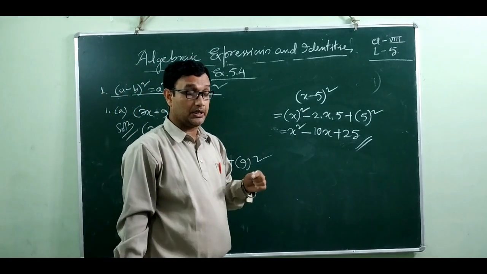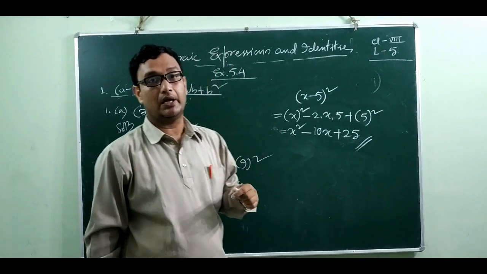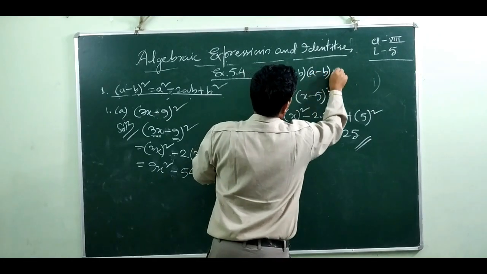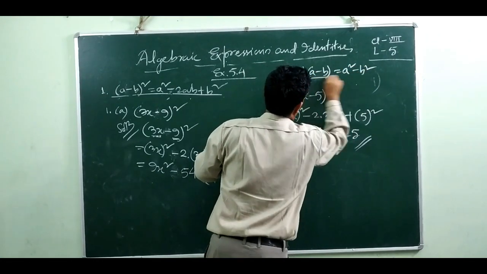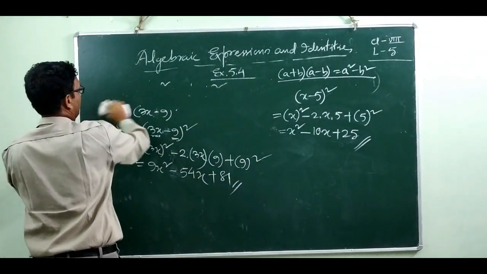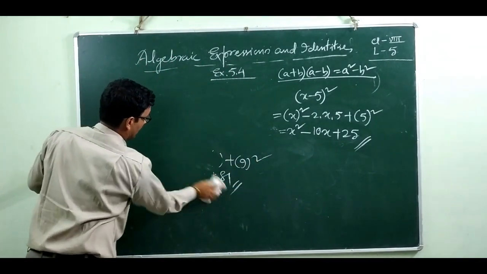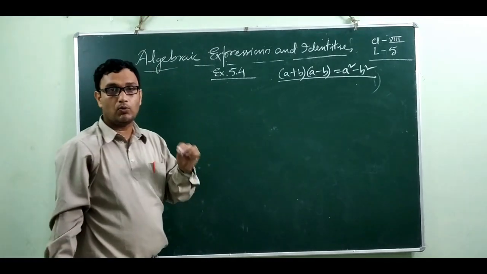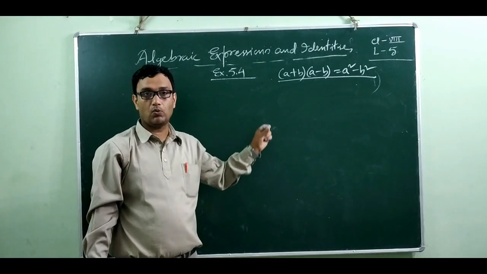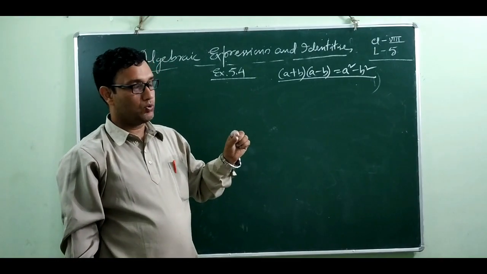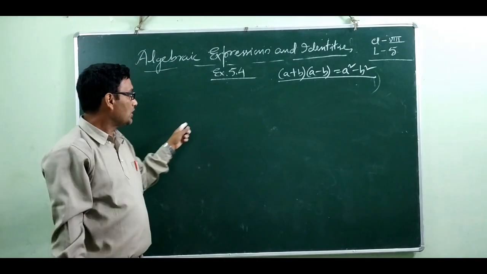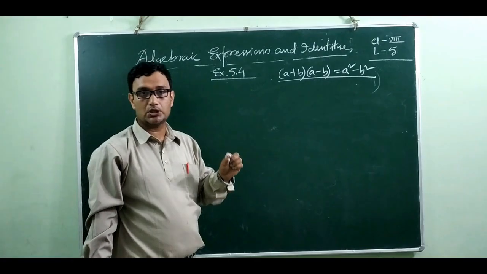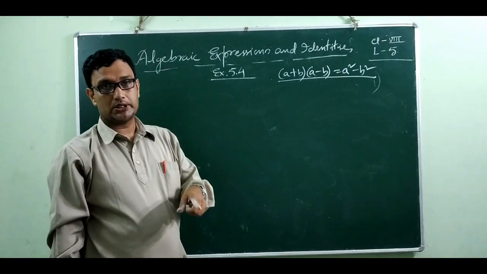Now question number 3, it is given using identity number 3. Identity number 3 means what? (a plus b) into (a minus b) equal to a square minus b square. How will you use this one? So you see, I'll write the first question. In your exercise 5.4, question number 1, you have to solve all by using identity 1. Identity 1 means what? (a plus b) whole thing square equal to a square plus 2ab plus b square. Question number 2, all the questions you have to solve using identity number 2, that means (a minus b) whole thing square equal to a square minus 2ab plus b square.